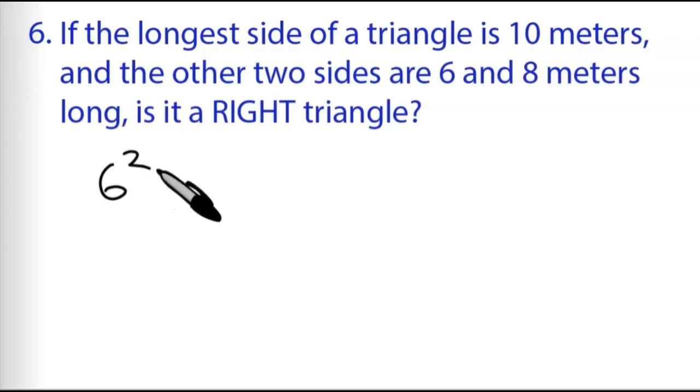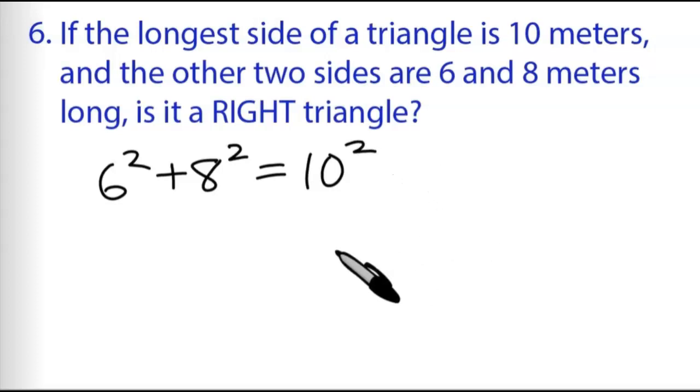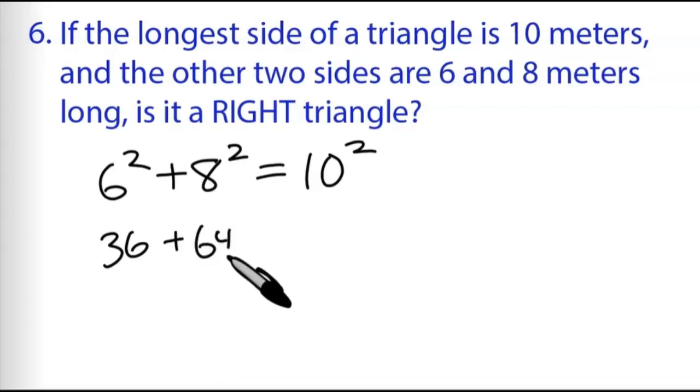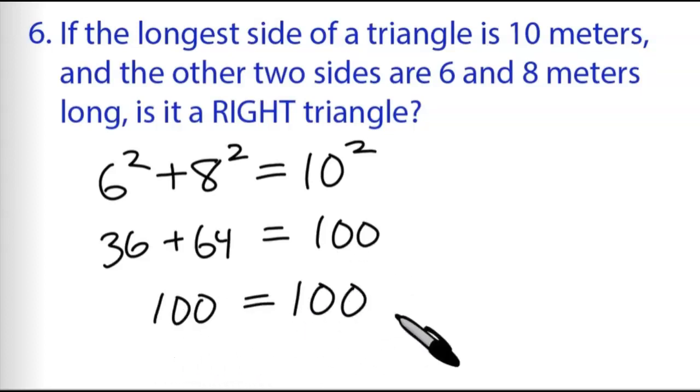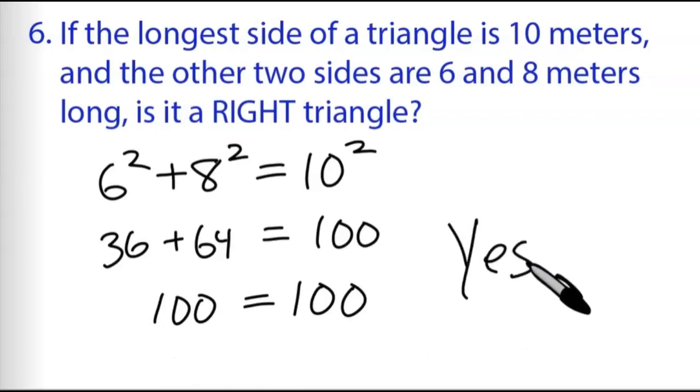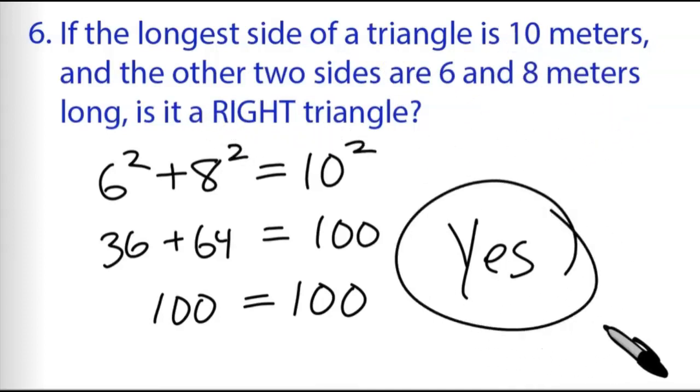We have 6 squared plus 8 squared equals 10 squared. All right, so 6 squared would be 36 plus 8 squared, which is 64, equals 10 squared, which is 100. So 36 plus 64 equals 100, and we have equals 100. And that's true. So yes, if a triangle has the longest side of 10 meters and the other two sides are 6 and 8 meters long, then yes, it is a right triangle.